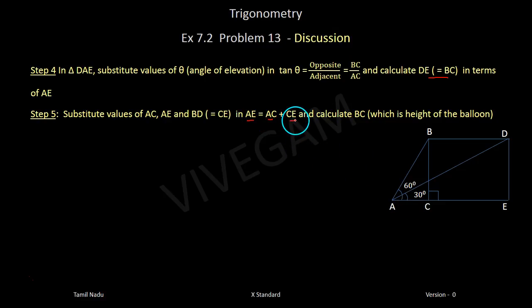And what is CE? CE equals BD. What is BD? BD is 29 root 3 into 2 minutes. This is the distance traveled, so this we know. This is written in terms of BC. This is also written in terms of BC. So you will have an equation in BC, which means you will be able to solve for BC. And what is BC? That is what we want to find. That is the height of the balloon from the ground. Okay, so let's pause here. Let's continue and we'll go to the solution.